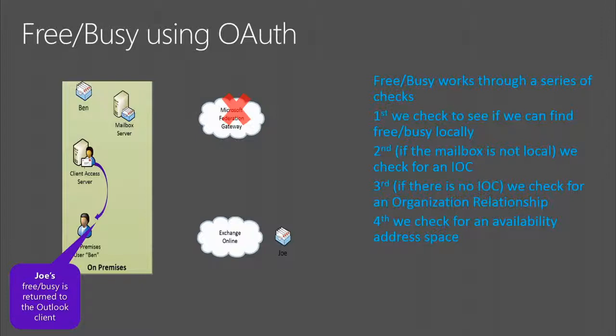Okay? The third option, if there is no intra-organization connector with the target address domain on it, we will then use org relationships, and then we'll use the availability address space. Okay?